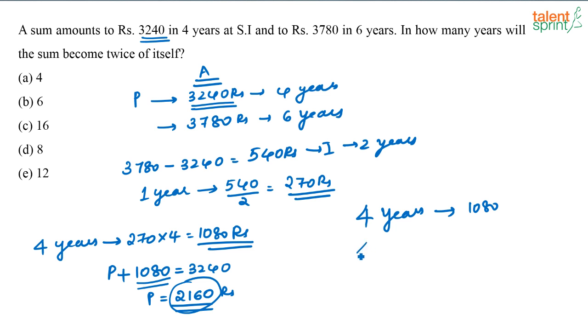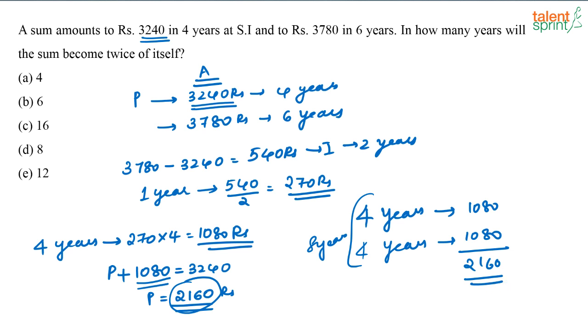So in 4 years, the interest that I am getting is half of the principal. So what will happen in the next 4 years also? I will again get another 1080 rupees as my interest, right? So totally in 8 years, the interest that I get will be nothing but 2160, which is equal to the principal. So in how many years will the amount become double? It will become double in 8 years, correct? So what is the correct answer here? The correct answer is option D, 8 years.